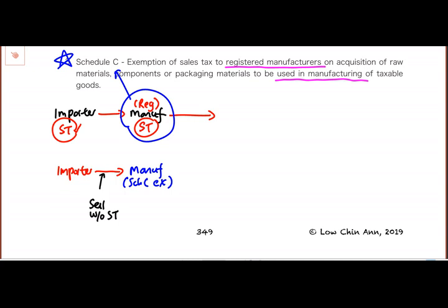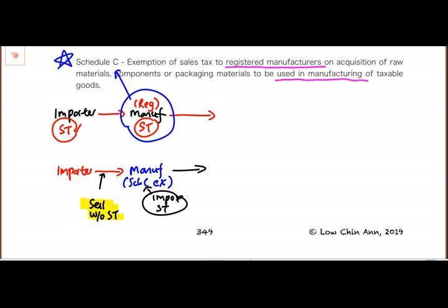Now then you will just use that and then you just produce and sell, and just charge whatever sales tax at your level. So you will just impose whatever sales tax at your level, and that wouldn't affect you because the material you buy is without sales tax. So it solves one side of the problem.